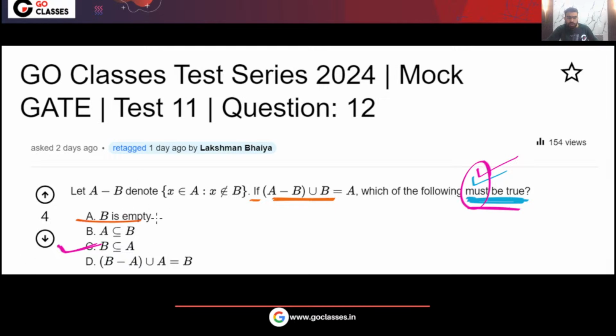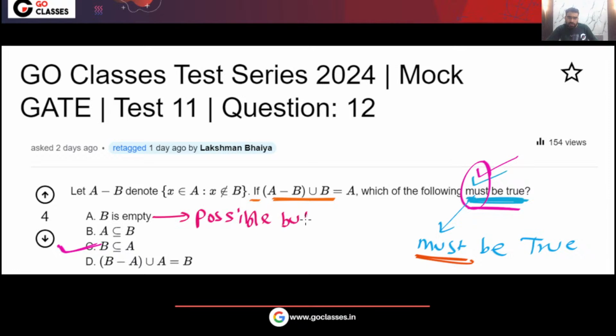Now, what about option B? What about option A? See, if B is empty, then also this will happen, right? But this is not necessary. The question is asking what must be true, which option is necessary to be true. So you can see option B is possible but not necessary. B being empty is possible but not mandatory.